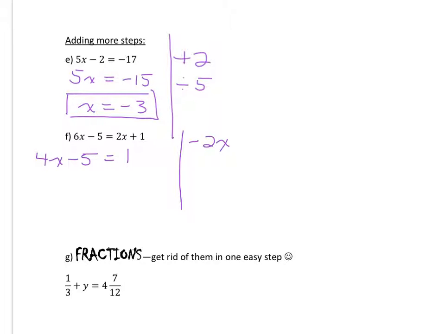Now this looks a lot like question E, so let's add 5 to both sides so that the x term is by itself. And so then on the left, I'll have 4x, and 1 plus 5 gives me 6. And now to get 1x, I'm going to divide both sides by 4 so that I get 1x equals 6/4, or x equals 3/2 as my final answer.